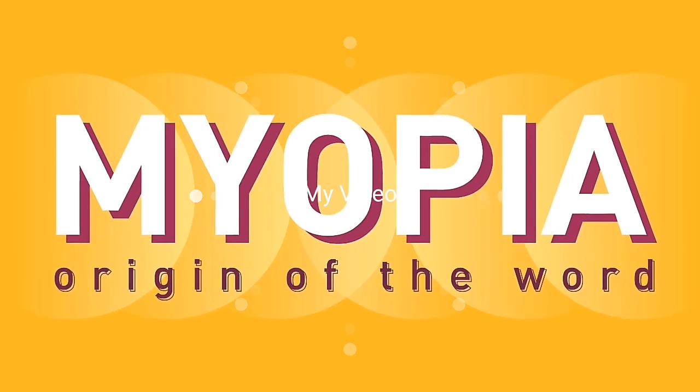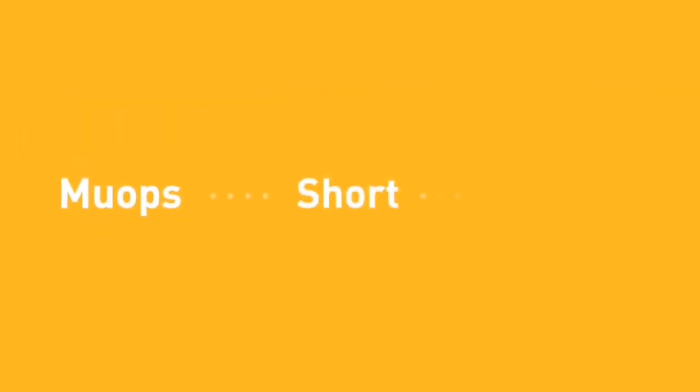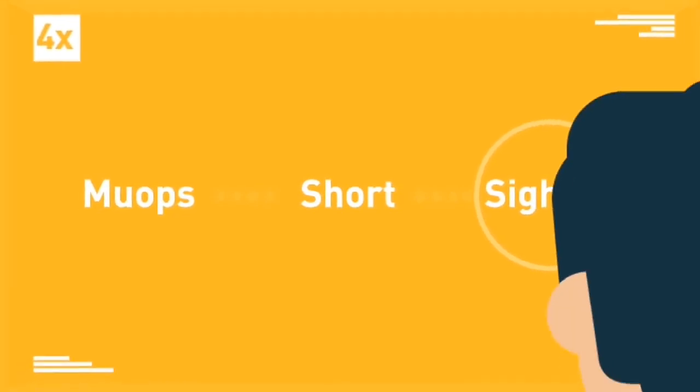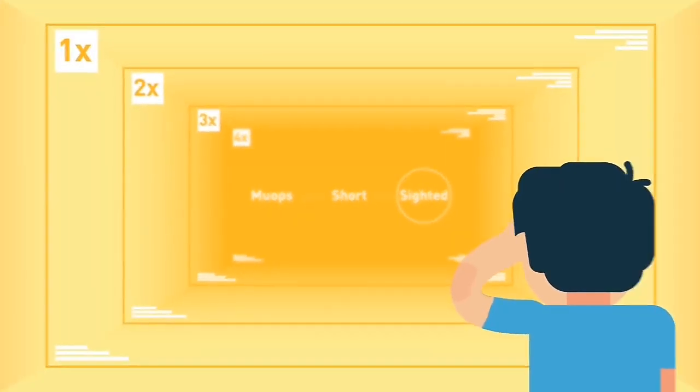Origin of the word. It comes from the Greek word myops, meaning short-sighted. These people cannot see distant objects clearly.